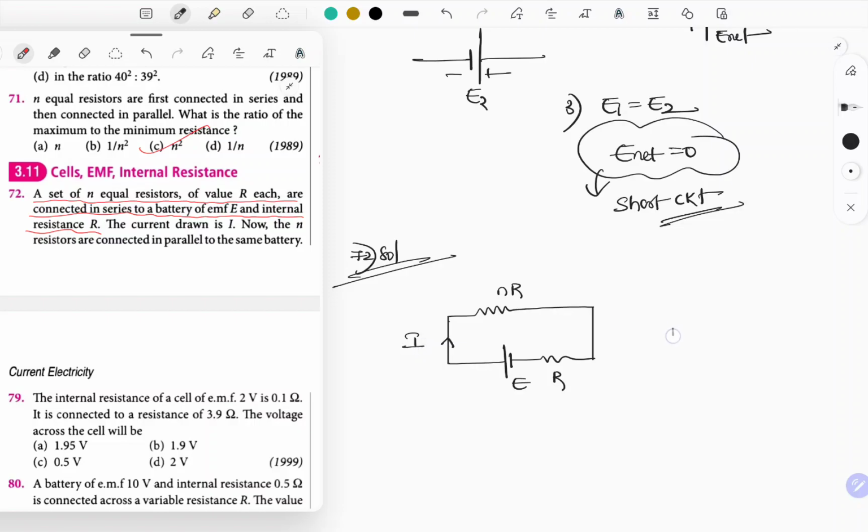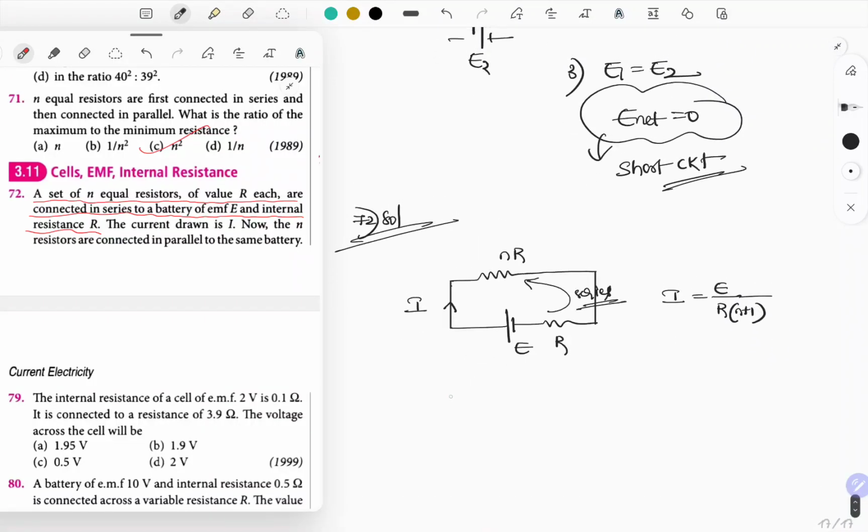How to find out the current in the circuit? I is equal to E by R equivalent, right? So these two resistors look as if they are connected in series combination. Then the resultant resistance is going to be R plus NR. That means R into n plus 1. This is the value of the current. Okay, the same n resistors, they are connected in parallel.